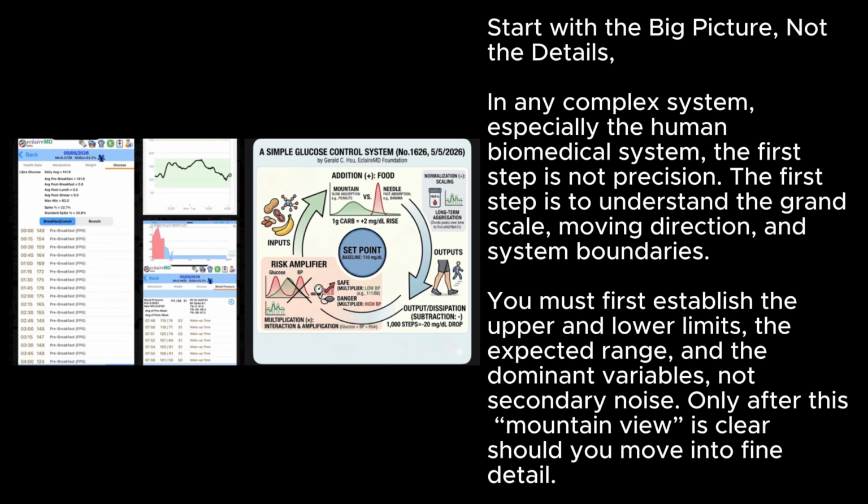Start with the big picture, not the details. In any complex system, especially the human biomedical system, the first step is not precision. The first step is to understand the grand scale, moving direction, and system boundaries. You must first establish the upper and lower limits, the expected range, and the dominant variables, not secondary noise. Only after this mountain view is clear should you move into fine detail.